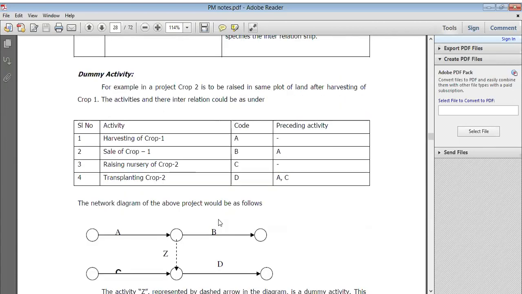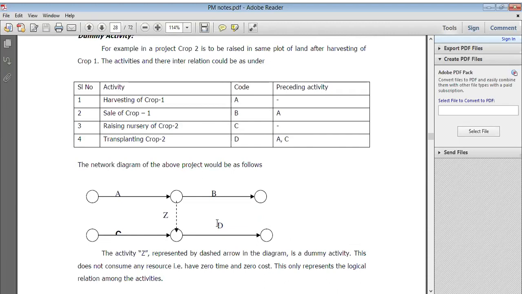How does it start? Okay. So the dummy activity is an example of a project where crop 2 is to be raised in the same plot of land after harvesting of crop 1, and the activities and their interrelation could be as under: crop activity, harvesting activities, or some plant activities, right? Here the harvesting of crop 1 is code A, the preceding activity, meaning you have decided to harvest the crop. Now sale of crop: if your crop is going good and is ready for sale, you do it, and the code is B, and the preceding activity is A, meaning ready for sale.